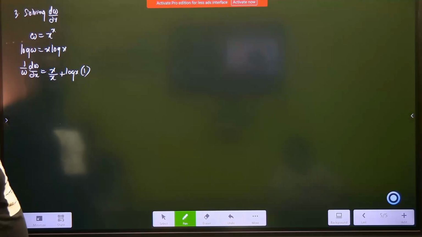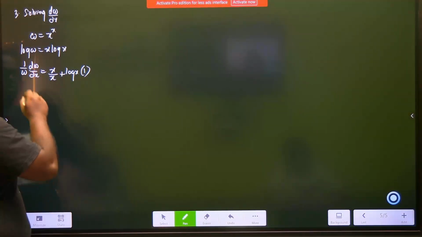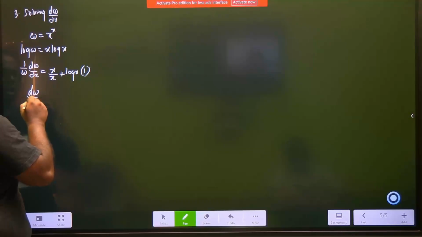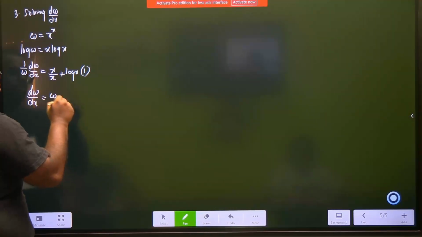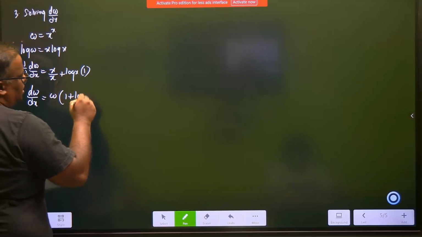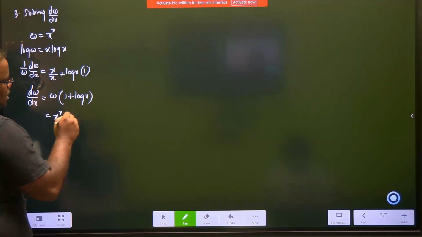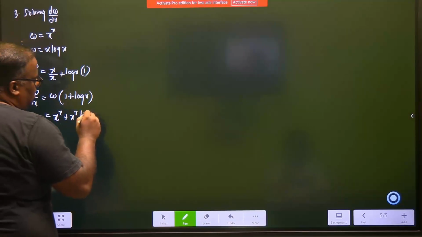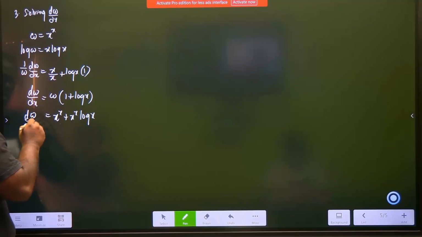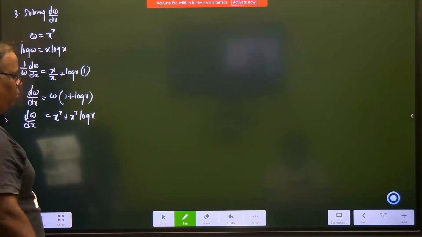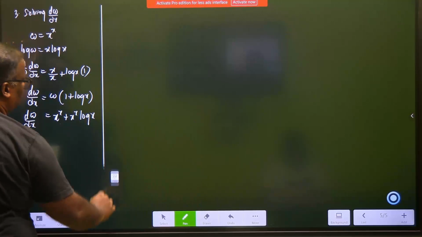Right? So dw by dx becomes w times (1 plus log x), which is equal to x to the power x plus x to the power x log x. This is dw by dx. Time for us to do the final compilation now.